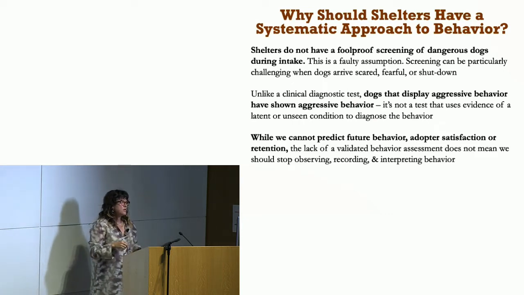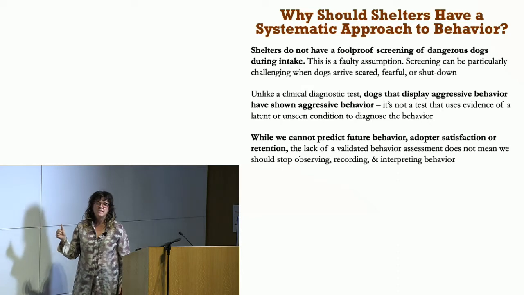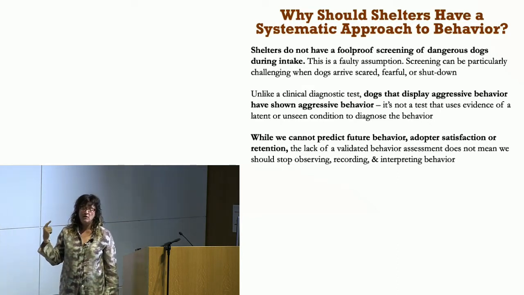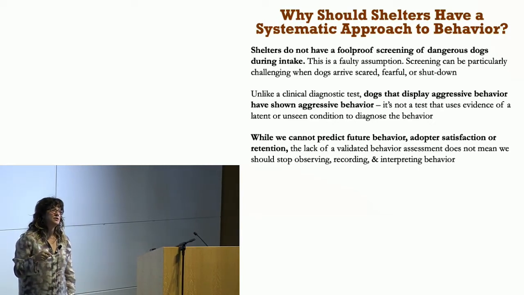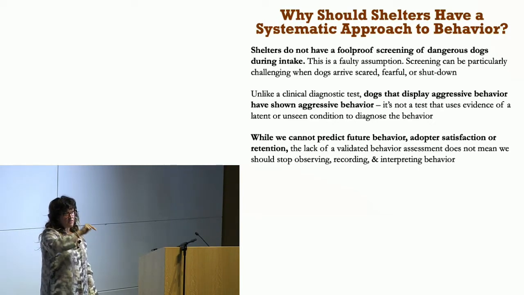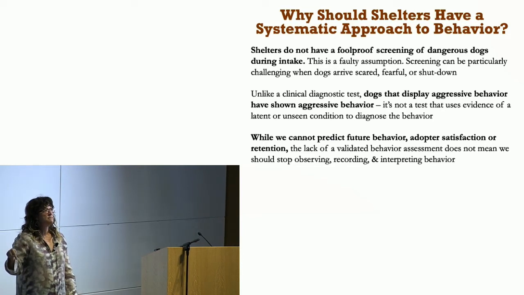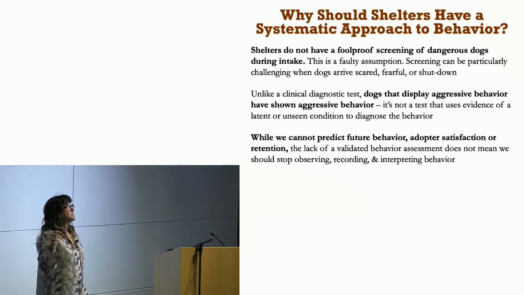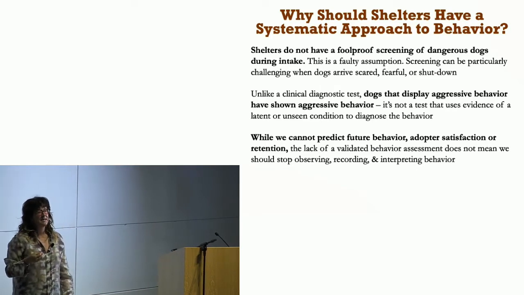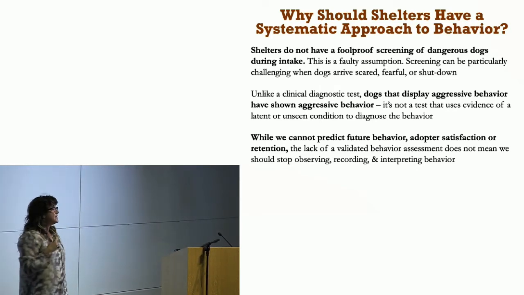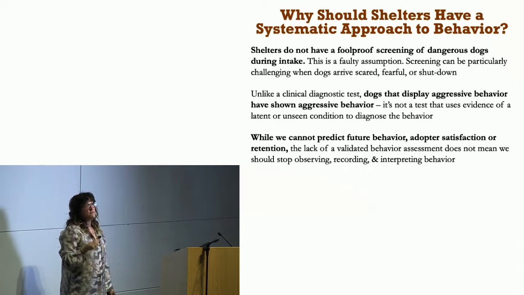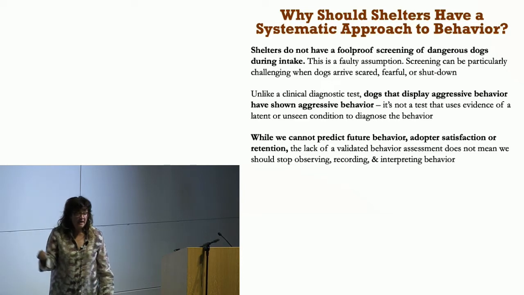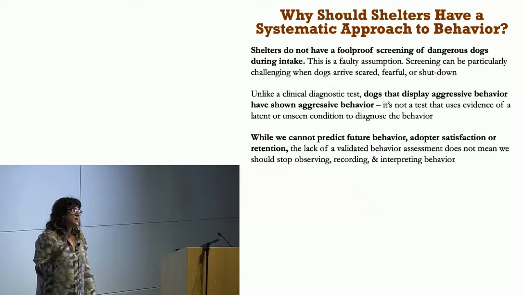I think that if we can say we're not very good at predicting future behavior, we don't necessarily know about adopter satisfaction or retention. And I talk about retention because the opposite of return dogs is not retention. And that's why we've got to be so much better about follow-up, because just because a dog doesn't come back doesn't mean it's still in that home. And that owner could have experienced problems that really could inform our practices. But because we're not following up and talking to the owners, we don't know what happened.